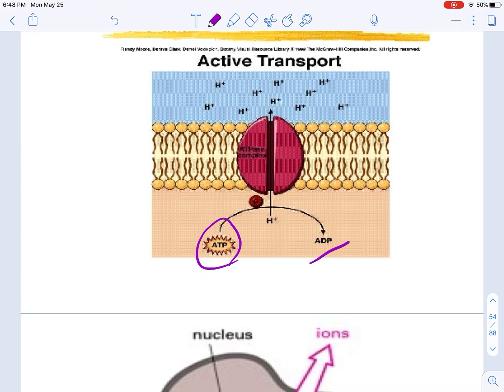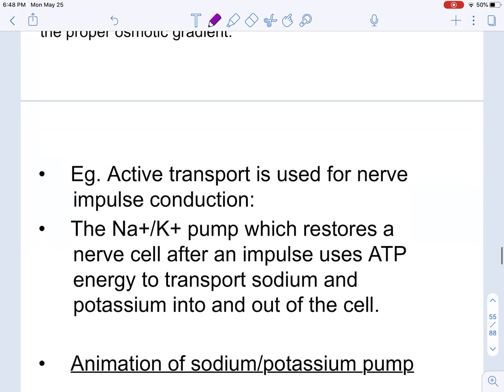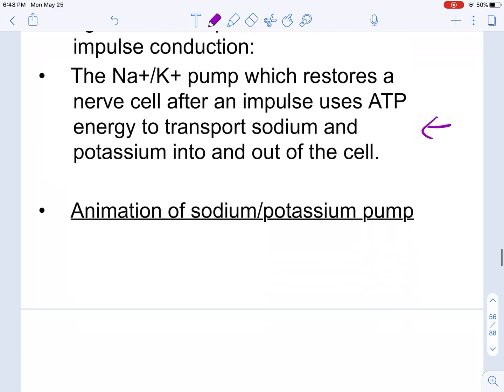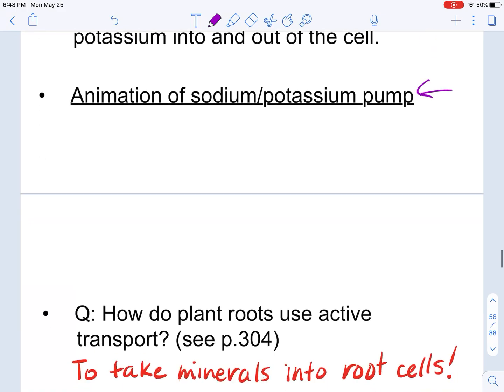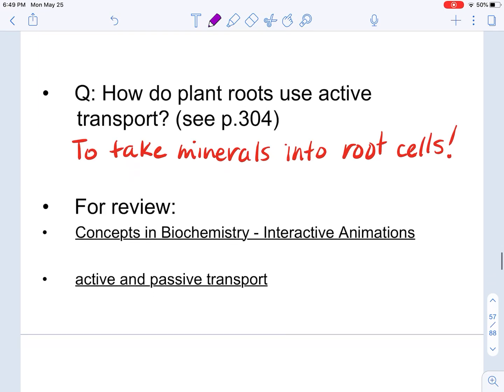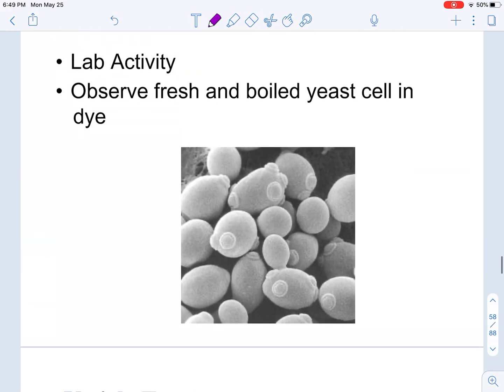Active transport shows you that ATP is used and breaks down into ADP when it's used. And they mention the sodium-potassium pump for nerve impulses, how that's used. You can see an animation on that here. Plant roots use active transport to move minerals out of the soil into the cells. So they continually grab minerals in, and that's going to be done by active transport as well.